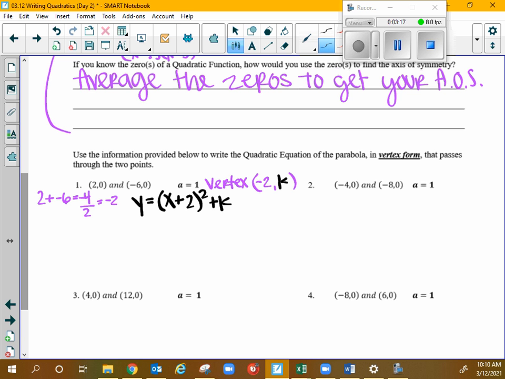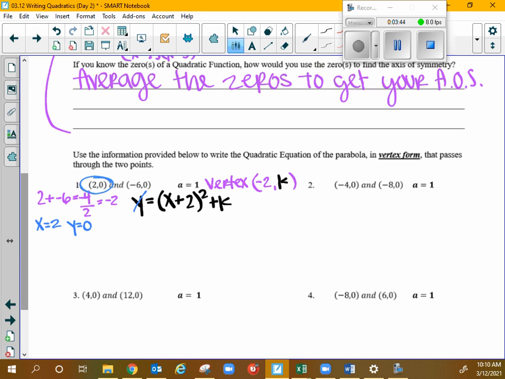Yesterday we were working on finding the a value. Well, we have it now. Do I have enough information to use to find that missing k? Yeah, what could I do? Plug in one of my points. Which one looks like an easier point? Plug in 2, 0. Let's do it. So my x is going to be 2. My y is going to be 0.